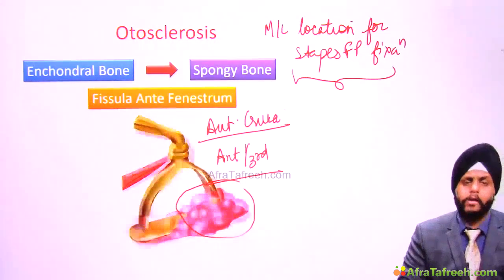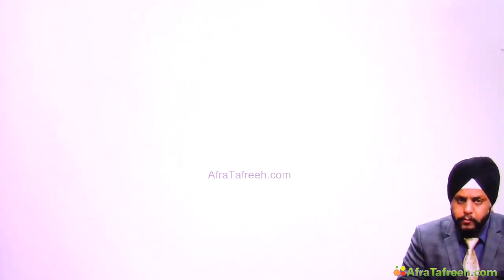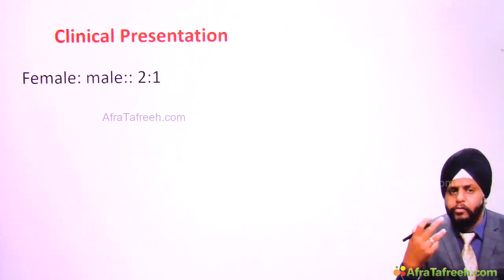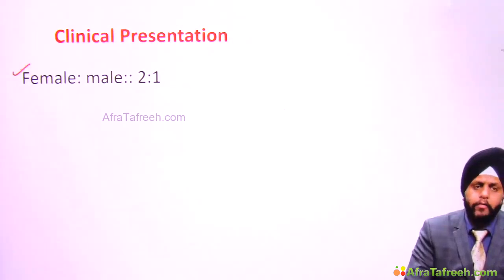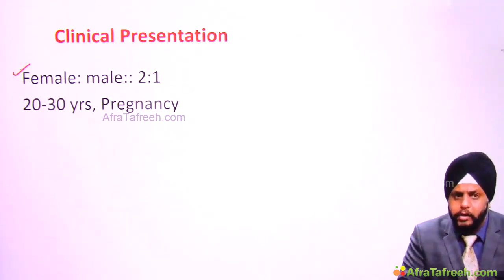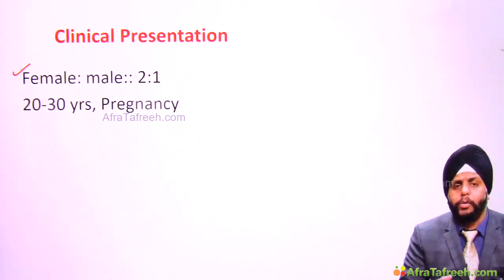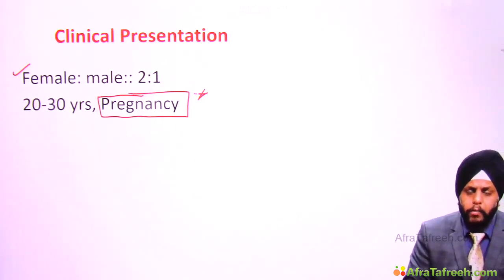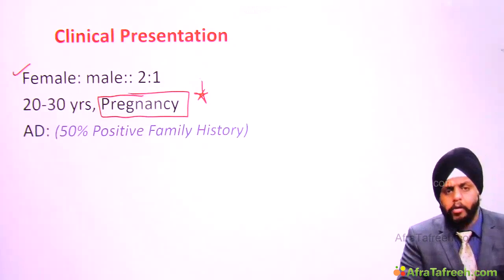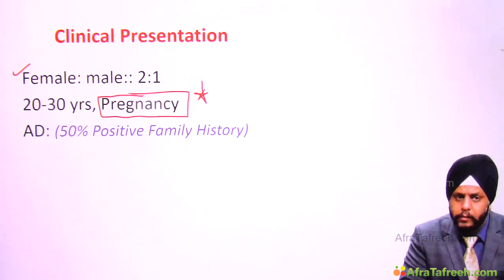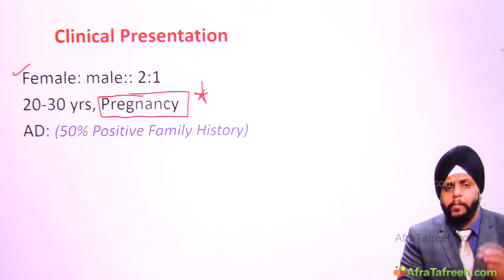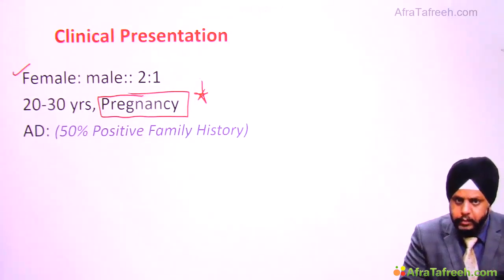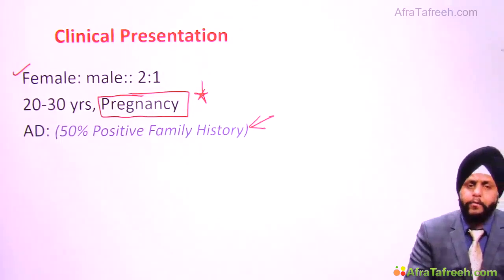Now how will this patient present to us? This disease is generally seen in females. The female to male ratio is 2:1, all right? It's more common in females around the 20 to 30 years age group. The incidence is more during pregnancy. So remember, the incidence is more during pregnancy, very important. And it is an autosomal dominant disease. 50% of patients come with a positive family history, right?